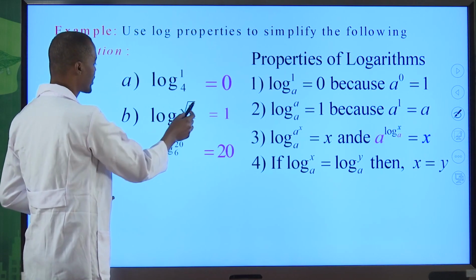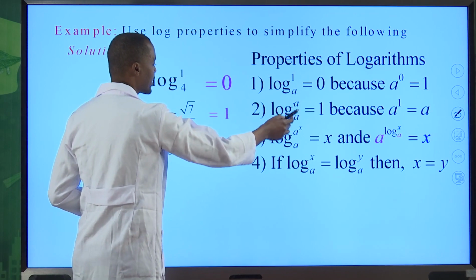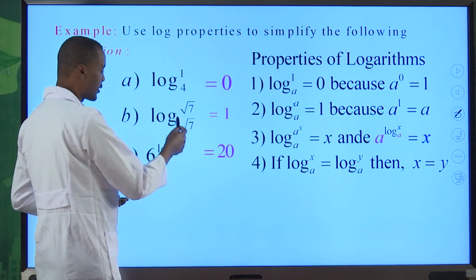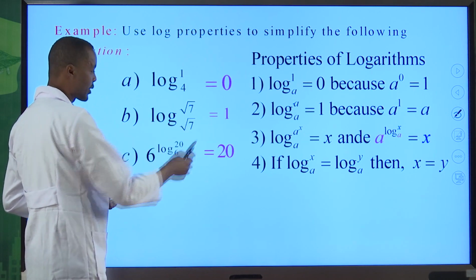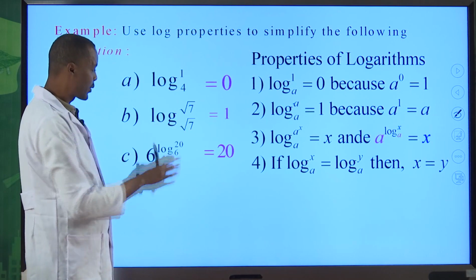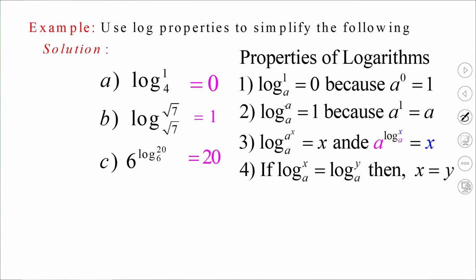Here is logarithm of root 7 to the base root 7. Logarithm of any number to its own base is equal to 1. Because of this property, logarithm of root 7 to the base root 7 is 1. In general, logarithm of any number to the base itself is equal to 1, provided that that specific number is within the domain of logarithms.